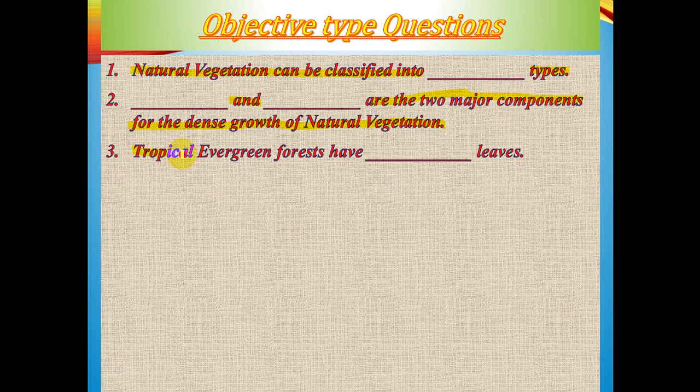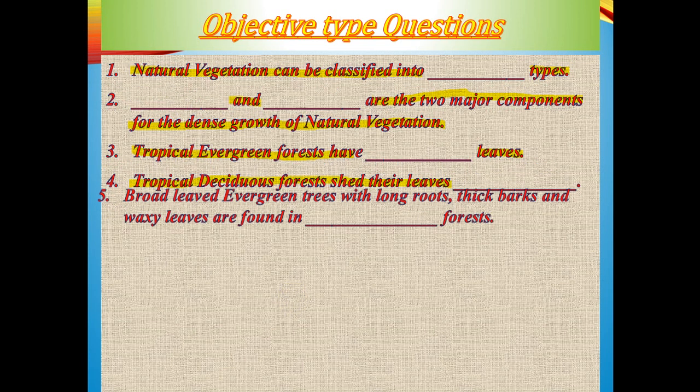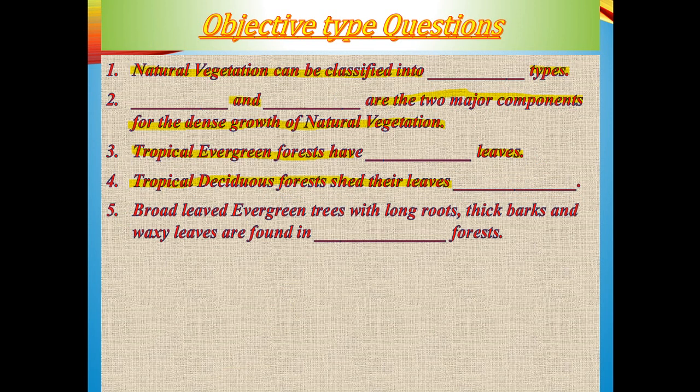Third blank, tropical evergreen forest have dash leaves, so they are having broad leaves. Fourth blank, tropical deciduous forest shed their leaves. When do they shed their leaves? Throughout the year or during a particular period. So during a particular period they shed their leaves. So what will be the answer? Annually they shed their leaves. Tropical deciduous forest shed their leaves annually.